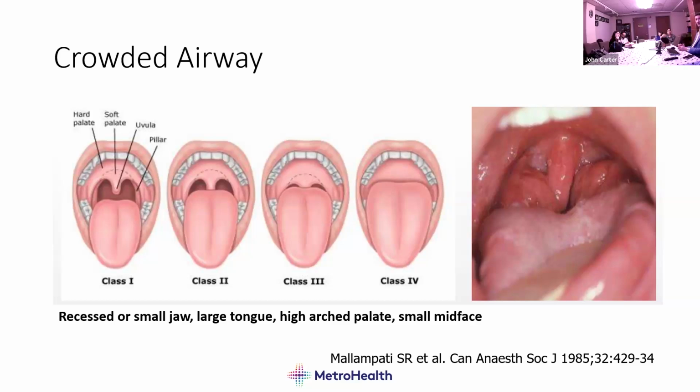We don't have a great sense of the correlation between Mallampati airway score and sleep apnea in kids, but in adults, there's a very clear correlation. A class 4 airway gives you like a 65% pretest probability of having OSA.